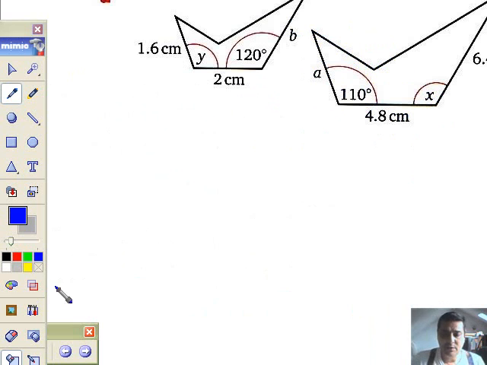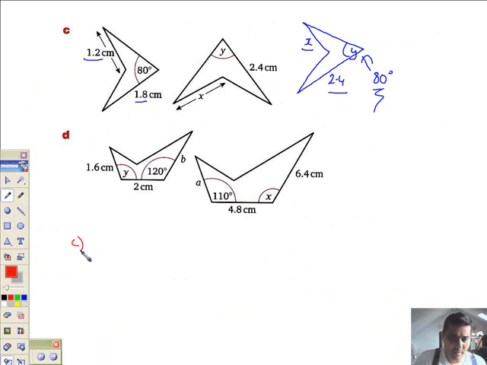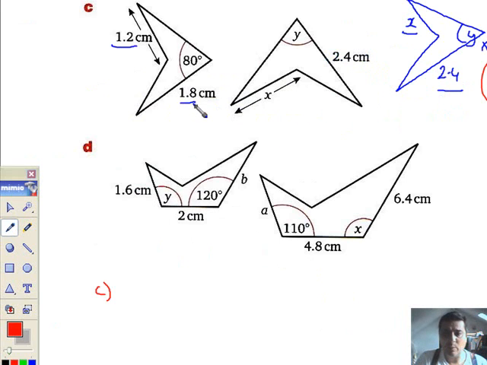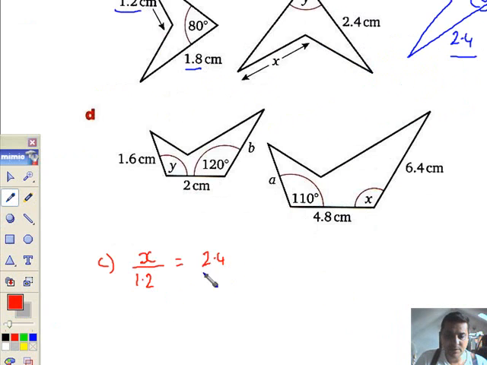So let's just go and do C right here, and I think I will go back to red. Right, what have we got? Well, I've said Y is 80, straight away. I've got x corresponding with 1.2 and 2.4 corresponding with 1.8. What I want, I put on top. I want x. So x divided by his 1.2, his corresponding length, equals 2.4, which has been given to us, divided by his corresponding length of 1.8, that's been given to us.